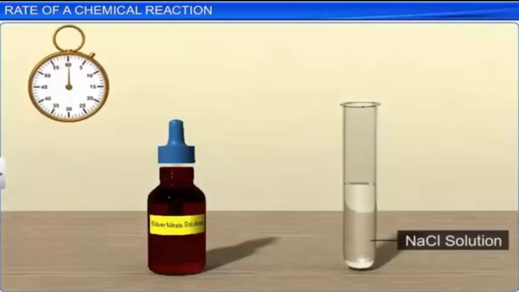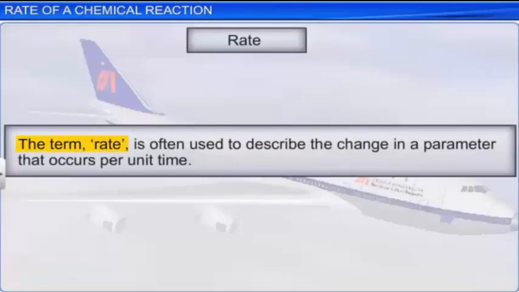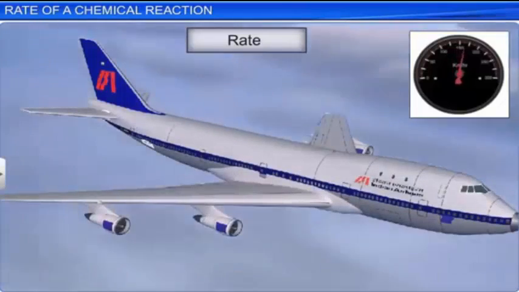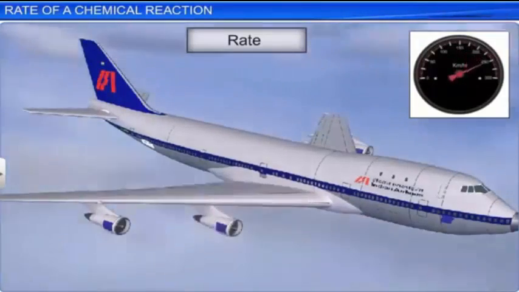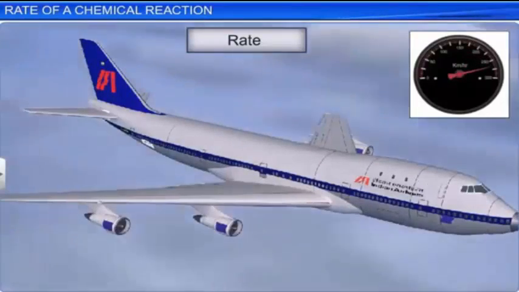Let us start with a simple definition of the rate of a chemical reaction. The term rate is often used to describe the change in a parameter that occurs per unit time. For example, the rate at which an aeroplane travels is the distance travelled per unit of time, such as kilometers per hour.